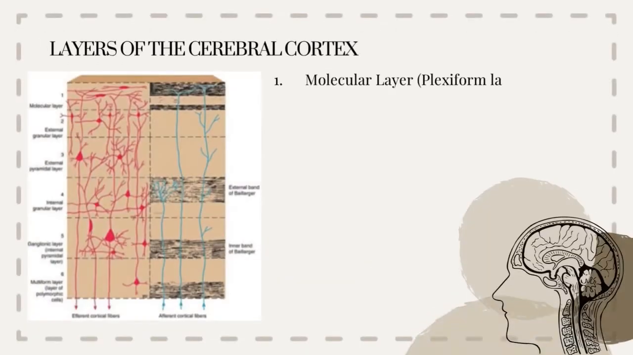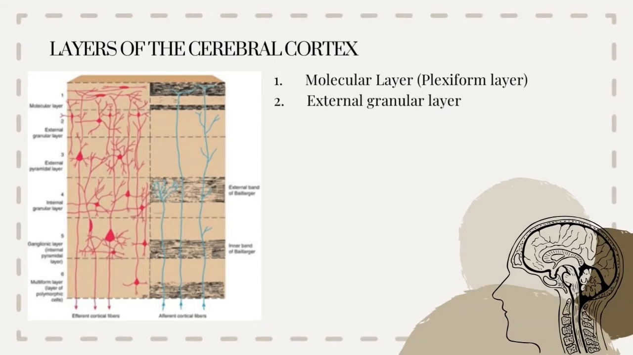Now let's talk about the layers of the cerebral cortex in which the nerve cells are situated. First is your molecular layer or your plexiform layer. It is the most superficial and consists of large numbers of synapses. Next, you have your external granular layer. It has a large number of pyramidal and stellate cells. The dendrites of the cells in this layer terminate in the molecular layer, with the axons entering the white matter of the cerebral hemisphere.